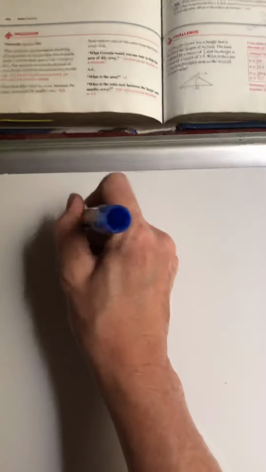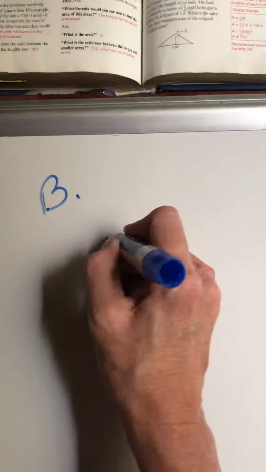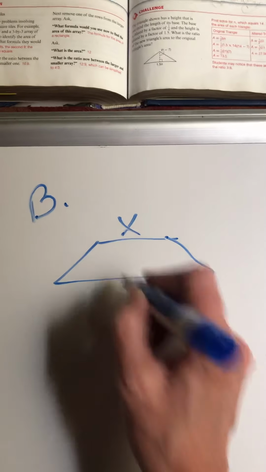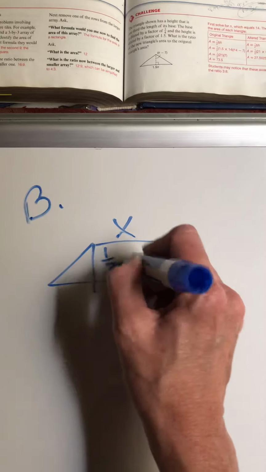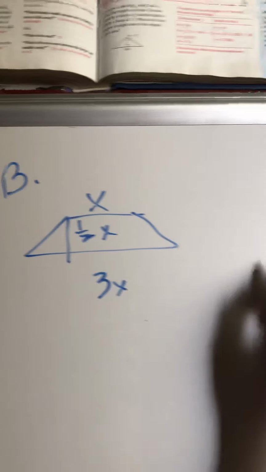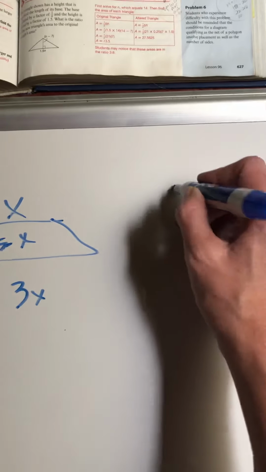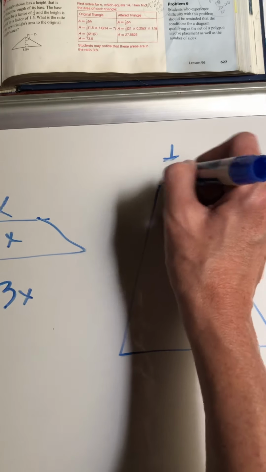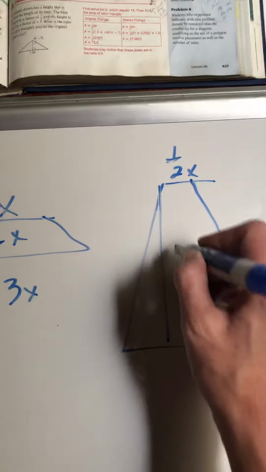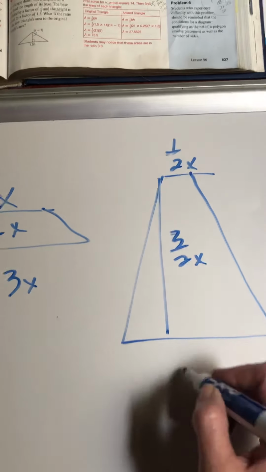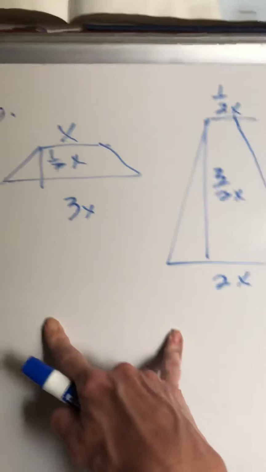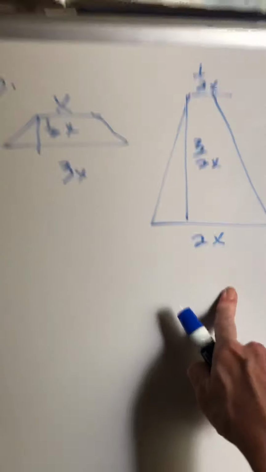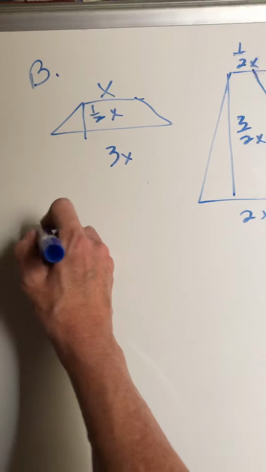So then on B, you've got two trapezoids. This trapezoid is x and 3x, and then the height is 1/2 x. And then you've got this other trapezoid that is thin and tall. This is 1/2 x, this is 3 over 2x, and this is 2x. And what we're asked to do on B is find the ratio of the first trapezoid's area to the second trapezoid's area. So we just have to find the area.